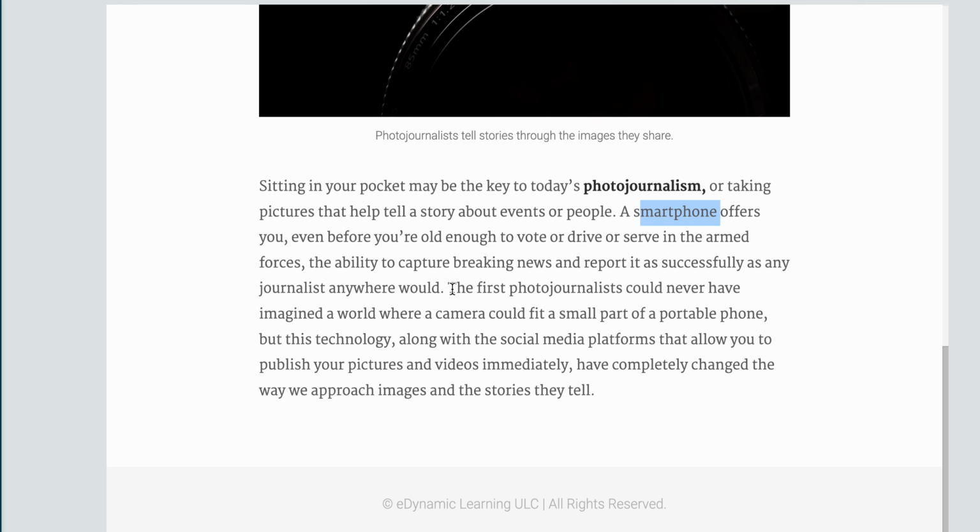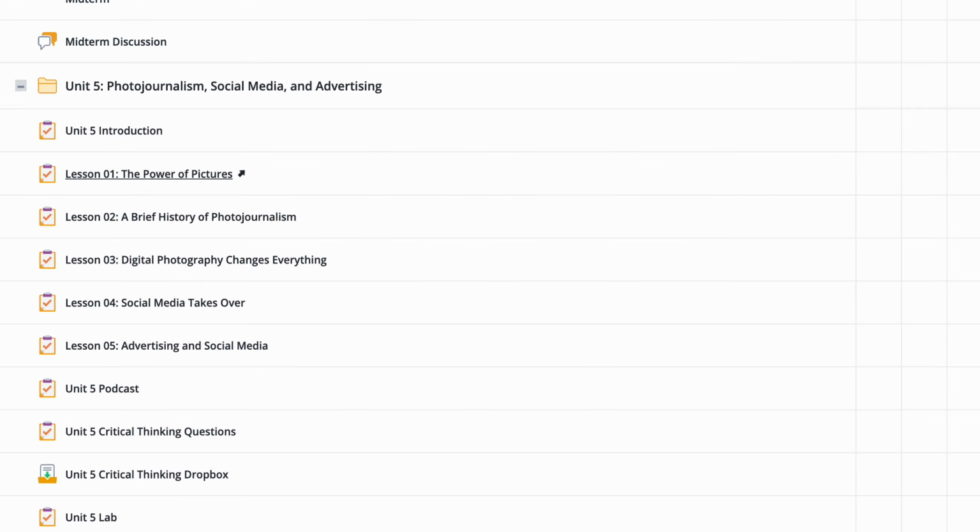Of course, the first photojournalists could never have imagined a world where a camera could fit into a small part of a portable phone. Again, because of the technology of cameras and the technology of smartphones, everybody can be a journalist. Remember that this has positive and negative impacts.